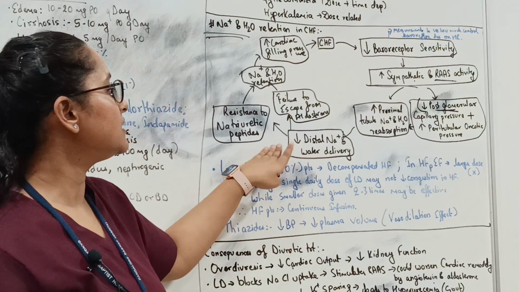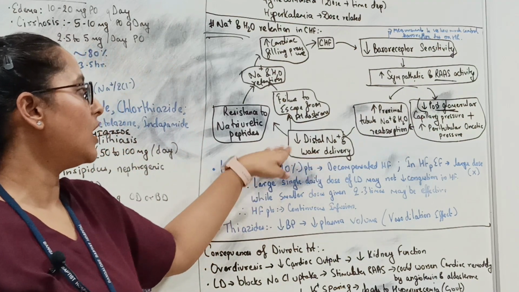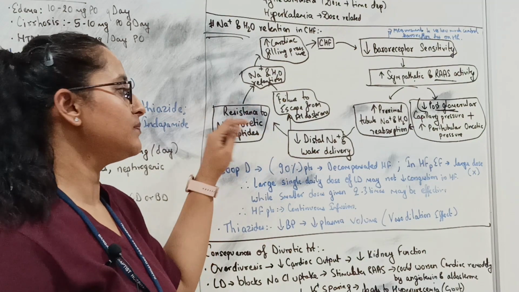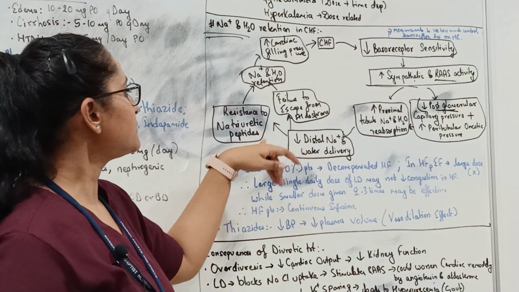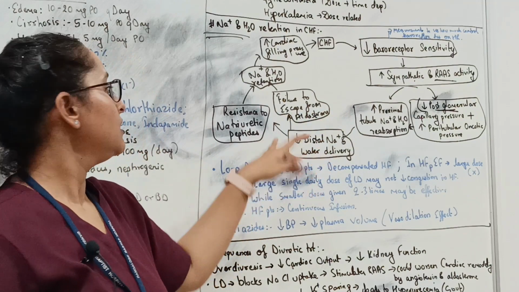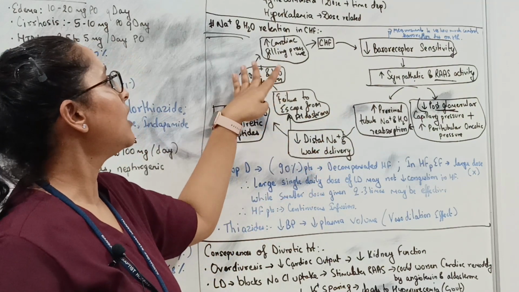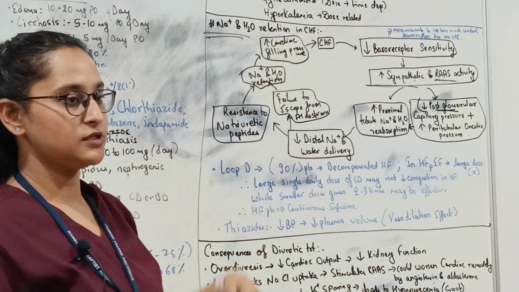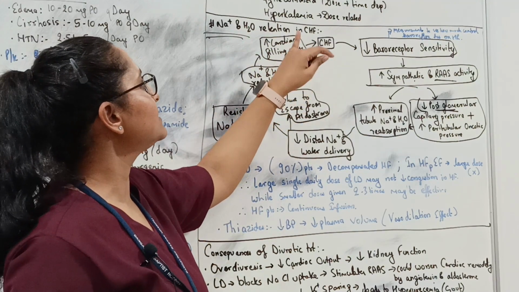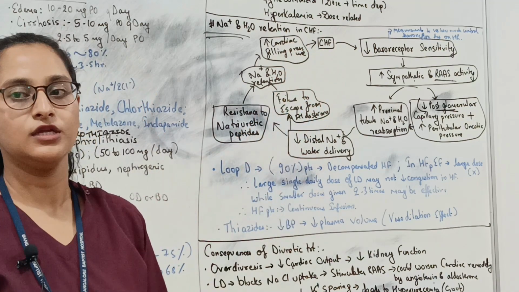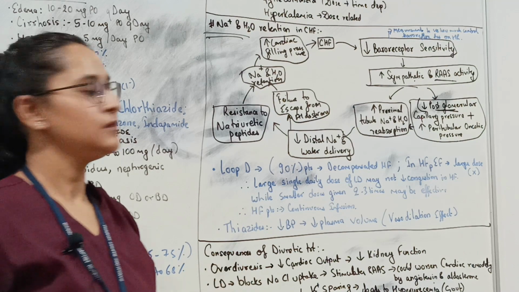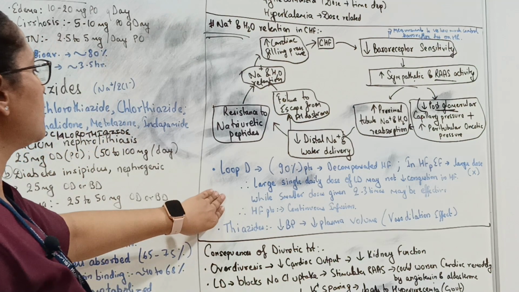When there is a decrease in distal sodium and water delivery, it leads to resistance to natriuretic peptides, as well as failure to escape from aldosterone. Because of this, there is sodium and water retention in the body, and an increased cardiac filling pressure, which will lead to chronic heart failure. Should I explain again? It's fine. Now coming to loop diuretics.